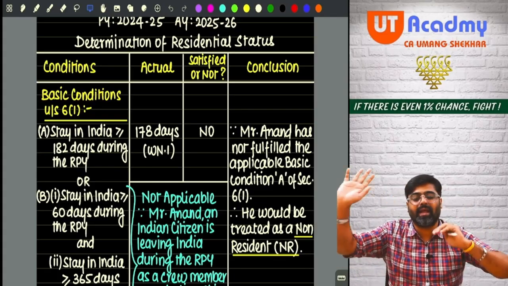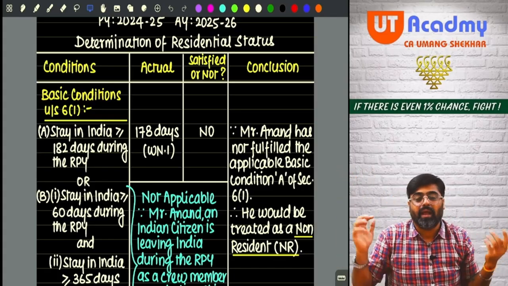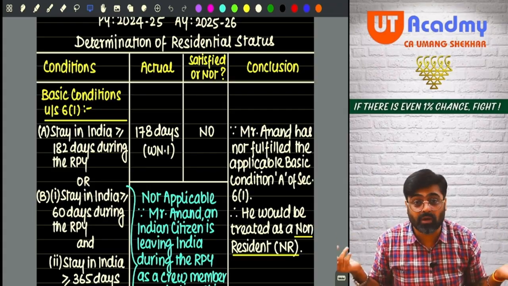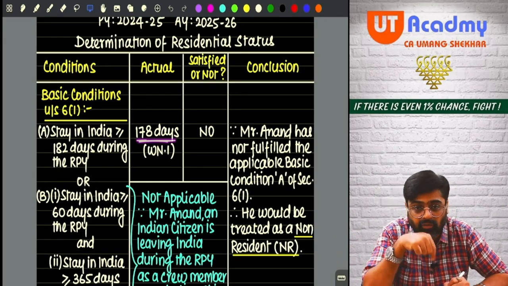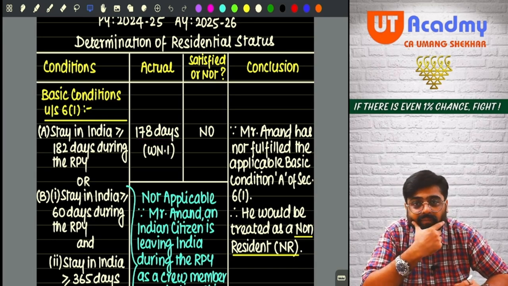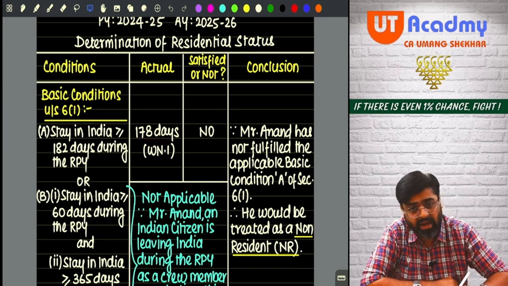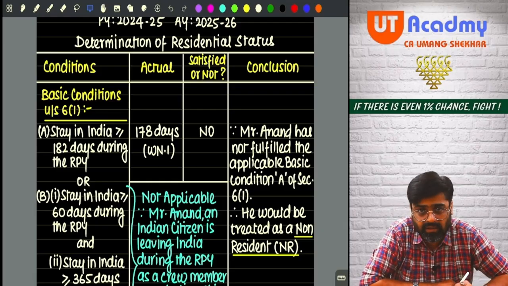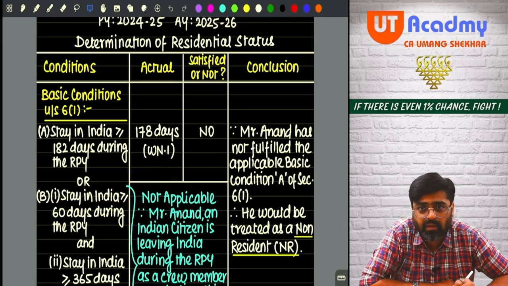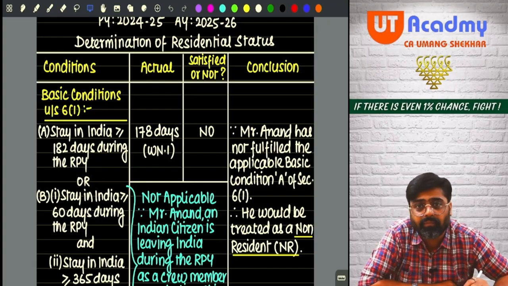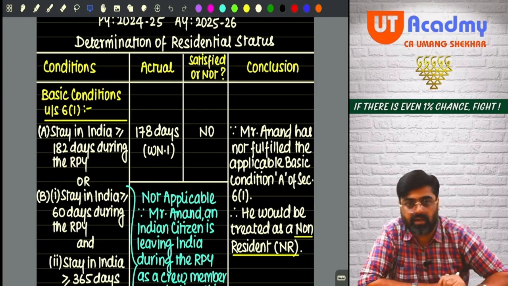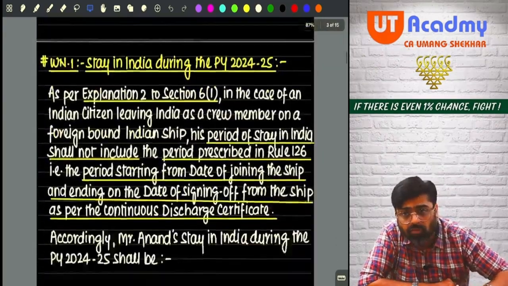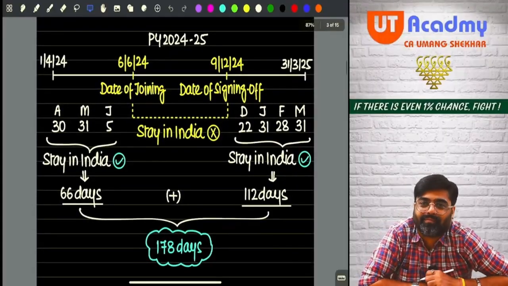Sir, basic condition A, I have written this. Actual you got from where? 178 days. No, you are writing 178 days. How did you get this 178? On calculator. You will write here in the bracket on calculator. Or you might have copied from someone. How will the examiner come to know that 178, which is a correct amount, you have calculated it? So you'll have to show a small working note.